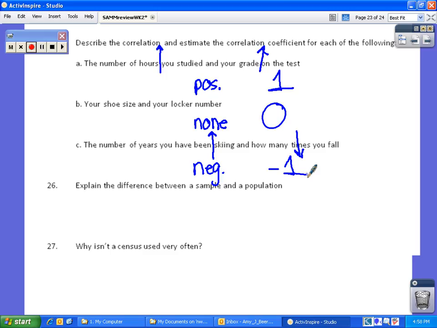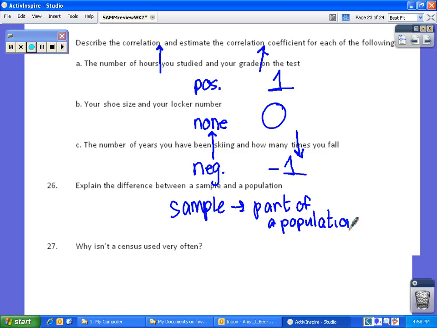Explain the difference between a sample and a population. A sample is part of a population. So maybe a population might be all the students at Northwest. A sample could be every third student who walks through the door. Why isn't a census used very often? Well, it's kind of expensive. It's long, tedious.